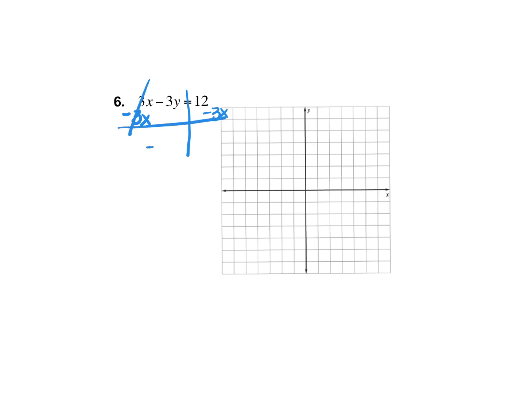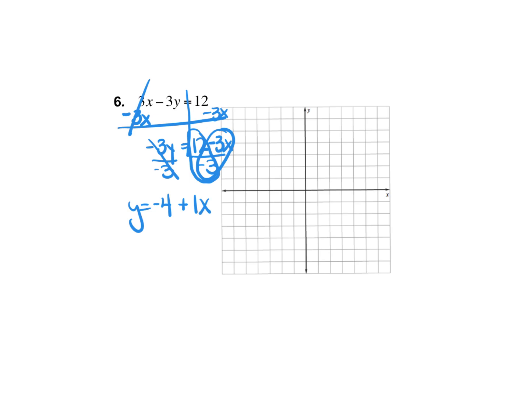All right, so we have -3y is equal to 12 minus 3x. All right, so now the negative 3 is multiplying the y. So we're going to divide by negative 3 on both sides. And we have y is equal to, all right, 12 divided by negative 3 is negative 4. Negative 3 divided by negative 3 is going to be 1, so we're going to have plus 1x.